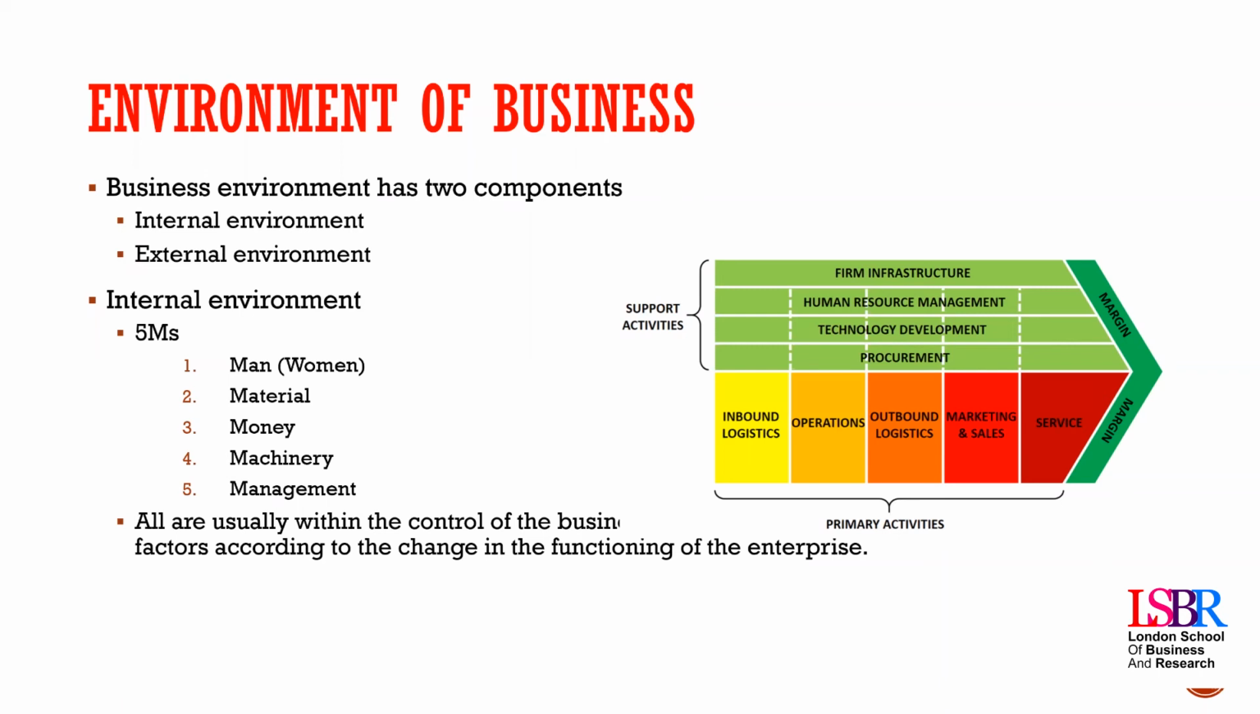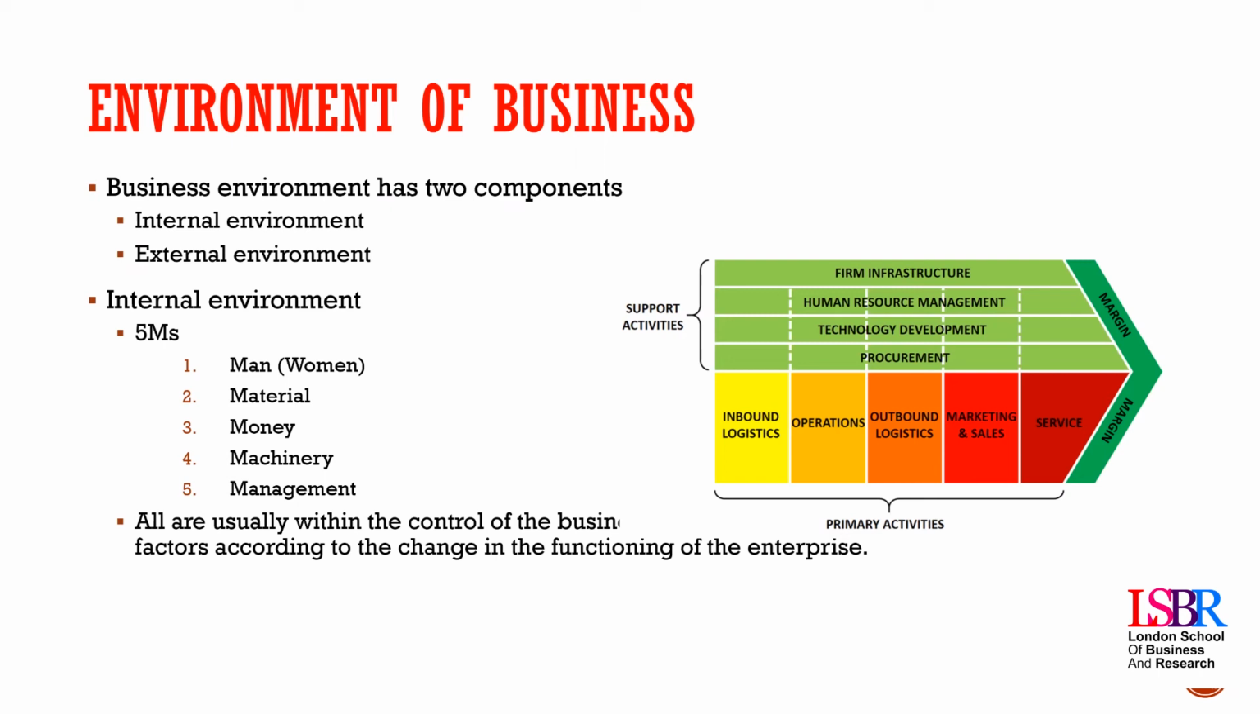So number 1, man or woman, so people basically, but you've got that as number 1. Number 2 is material. Number 3 is money. Number 4 is machinery. And number 5 is management. Anything to do with those 5 M's, as they're called, is all about the internal environment. It's all about what your business is seeking to do internally. All of these are usually within the control of the business.